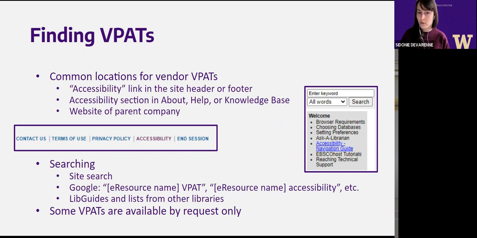And VPATs for platforms owned by large vendors may be located on the parent company's website. If it's not clear how to find the VPAT on the site, try a site search or try using Google to locate it. You may also find that another library has published the vendor VPAT on their site, though you will need to make sure it is the most recent version. And then finally, some vendors make their VPATs available by request only.